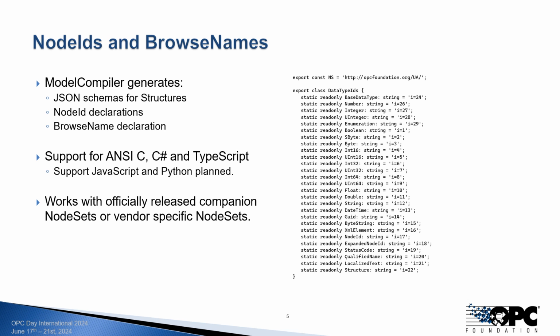So this tooling that we're updating works with officially released companion node sets, but it could also work with vendor-specific node sets, or basically a node set you develop for your own particular server, and you're writing your own client, and you just want to be able to generate those constants so you have them available while you're writing the client.